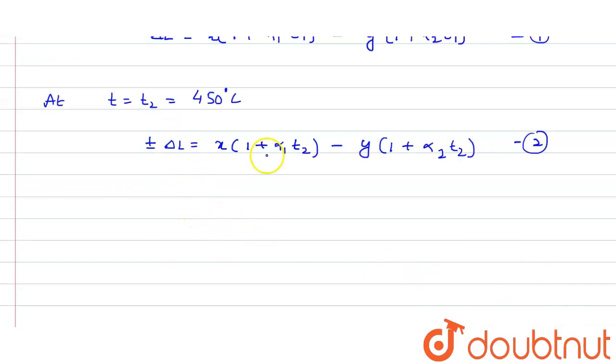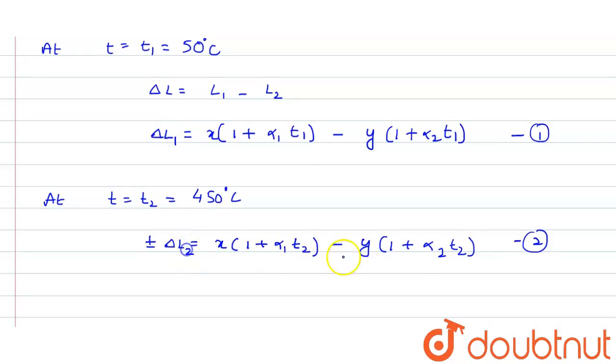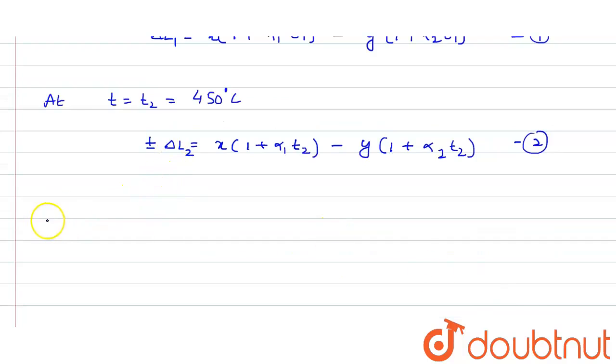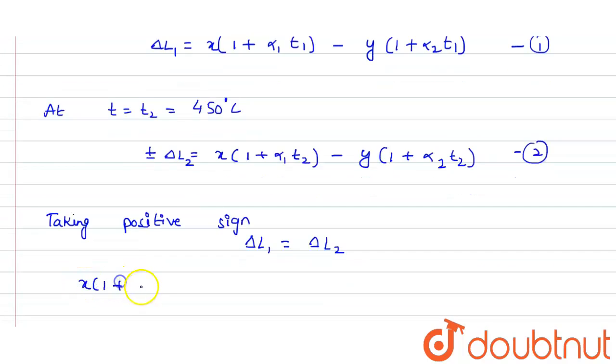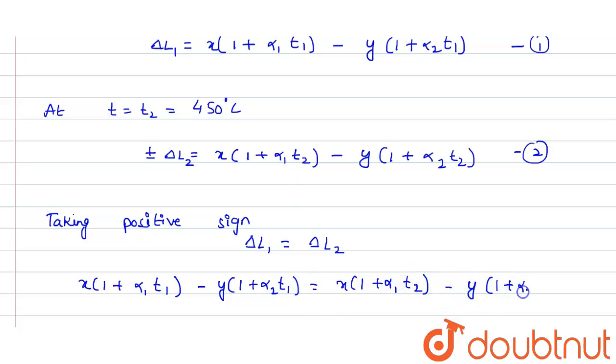Let's call this delta L1 and this delta L2. It is given that they are the same in magnitude, so taking the positive sign, delta L1 equals delta L2. From 1 and 2 we can equate. Putting the values, x into 1 plus alpha 1 T1 minus y into 1 plus alpha 2 T1 equals x into 1 plus alpha 1 T2 minus y into 1 plus alpha 2 T2. So we have equated 1 and 2, taking the sign as positive.